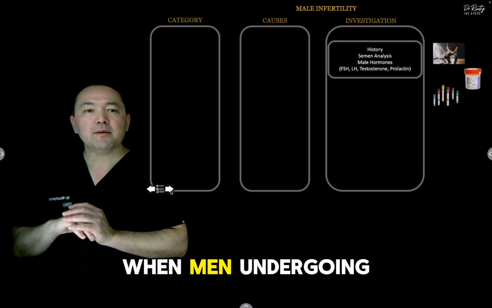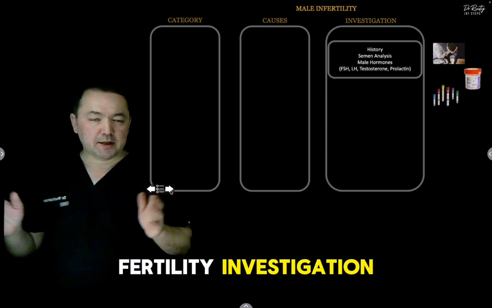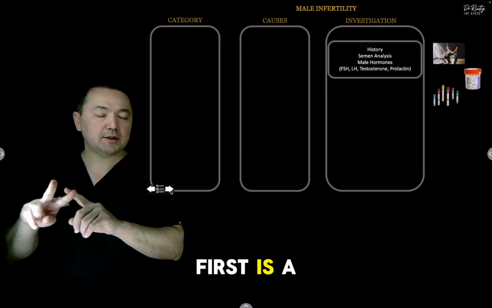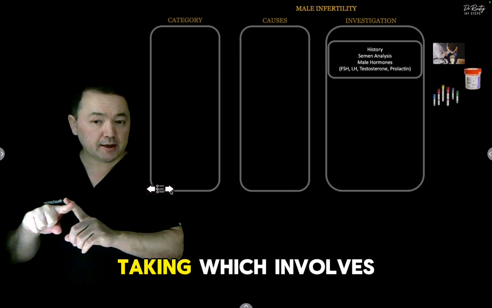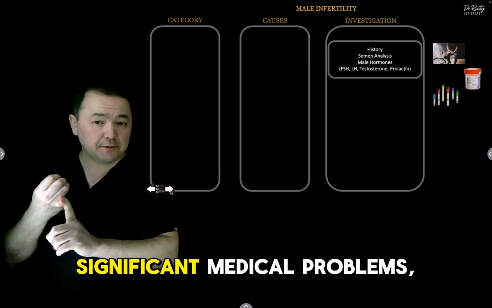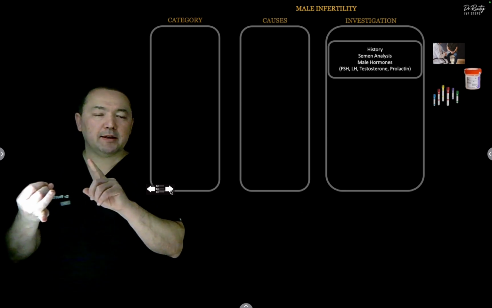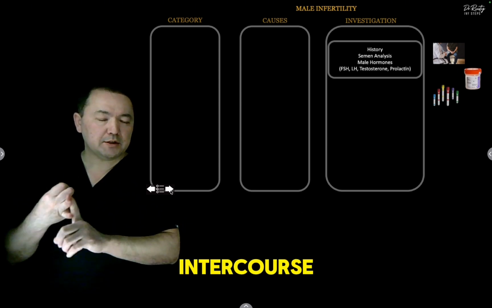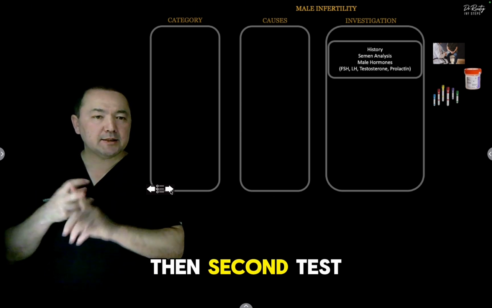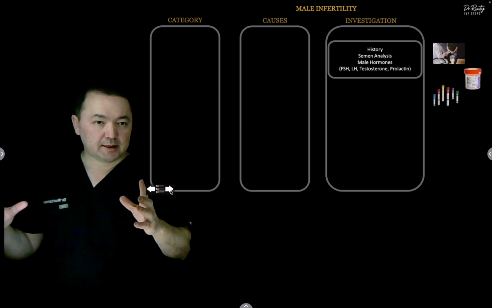So when men undergo fertility investigation, they have two types of investigations initially. First is detailed history taking, which involves finding out if you have any significant medical problems and if you have any problem with the frequency of intercourse or any problem with ejaculation. Then the second test is a semen analysis test.